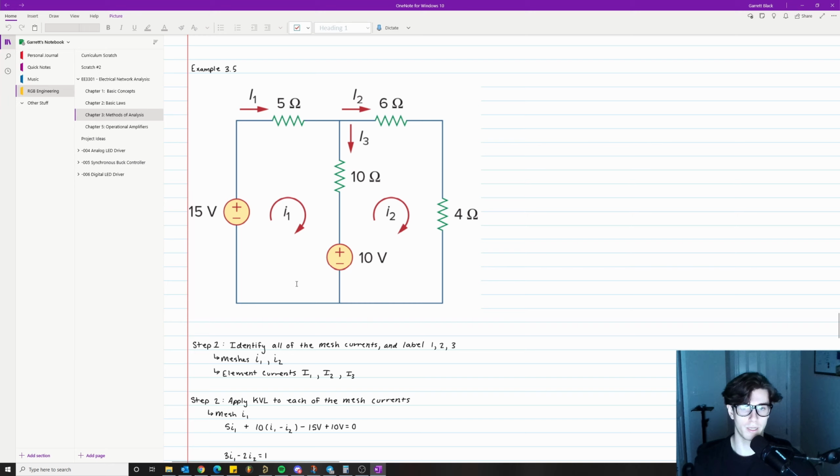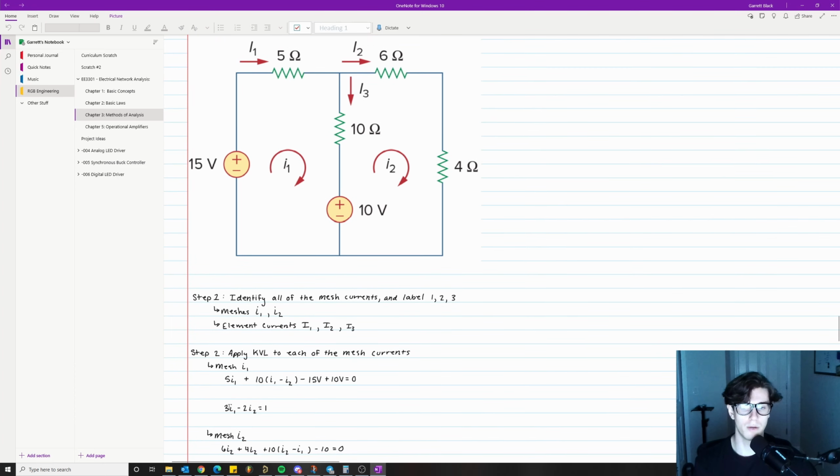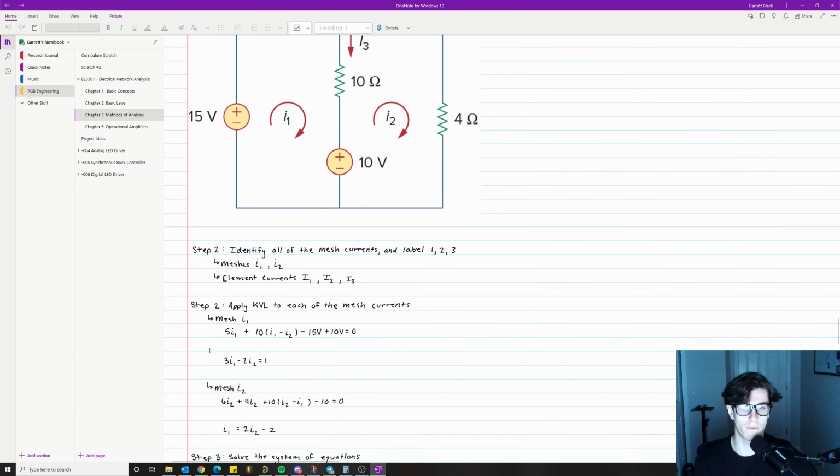All right, so be careful, don't forget that, because I almost forgot that when I just explained it. So we have the minus 15 volts, so we're minus to plus here, and then we have the 10 volts right here, so plus 10 volts, plus to minus here, equals 0. That reduces down to 3I1 minus 2I2 equals 1. So this is our first equation for our system of equations.